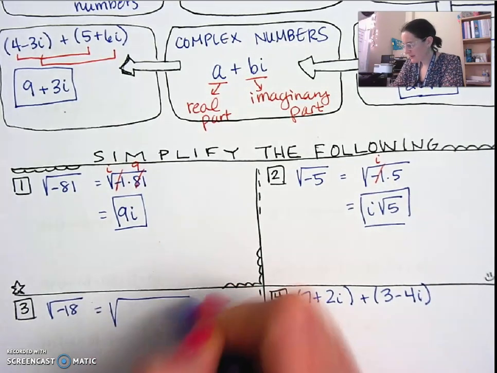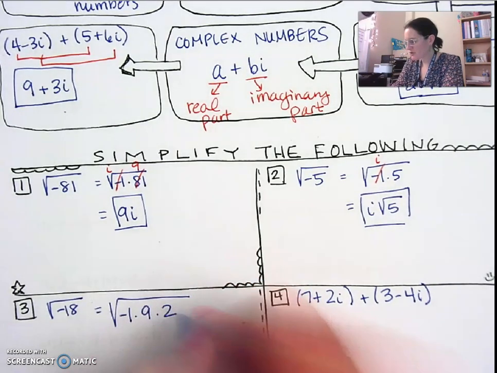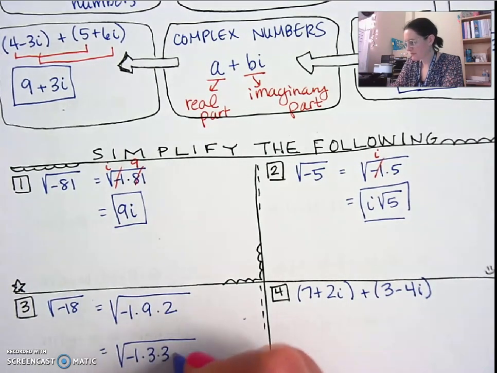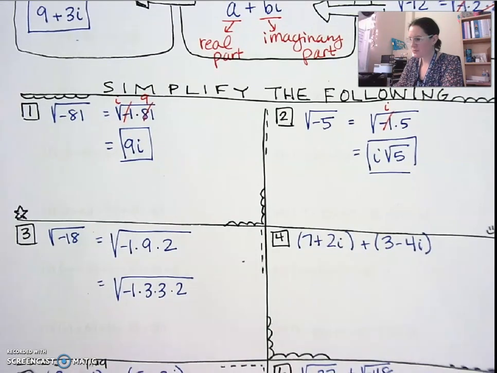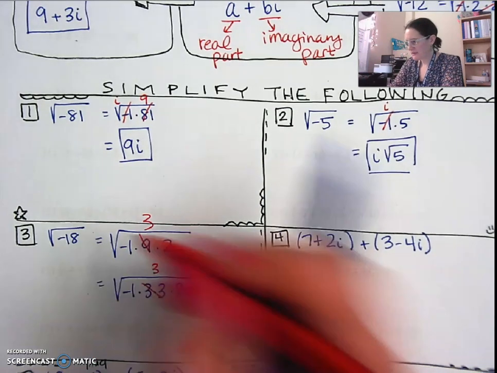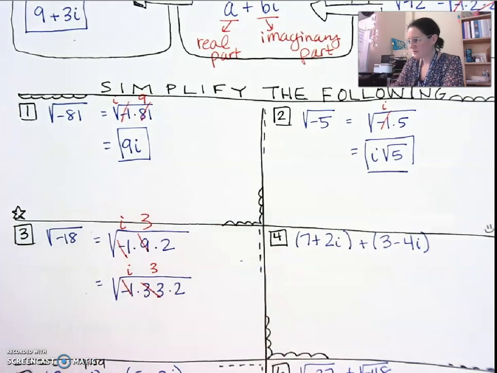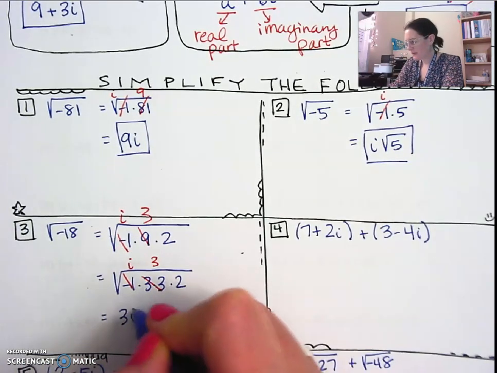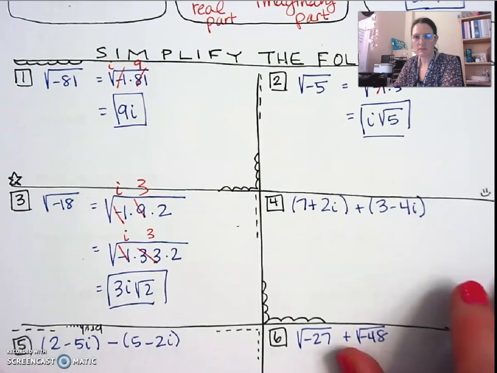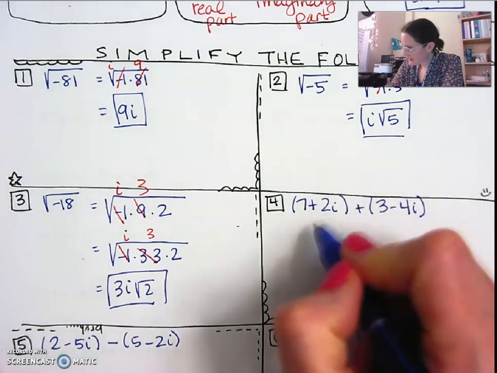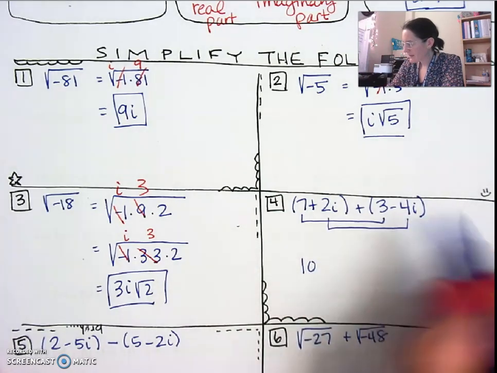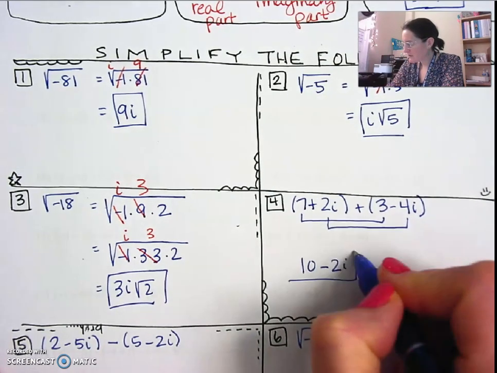-18 is -1 times 9 times 2. Or if you want to do your whole factor tree, it's -1 times 3 times 3 times 2. Either way, you're pulling a 3 out and an i out. So that will give you 3i square root of 2. On number 4, you're combining like terms. 7 plus 3 is 10, and 2i and negative 4i is a negative 2i.